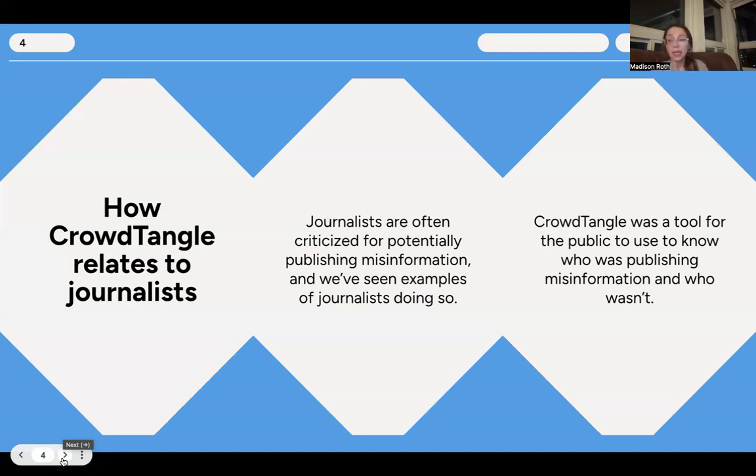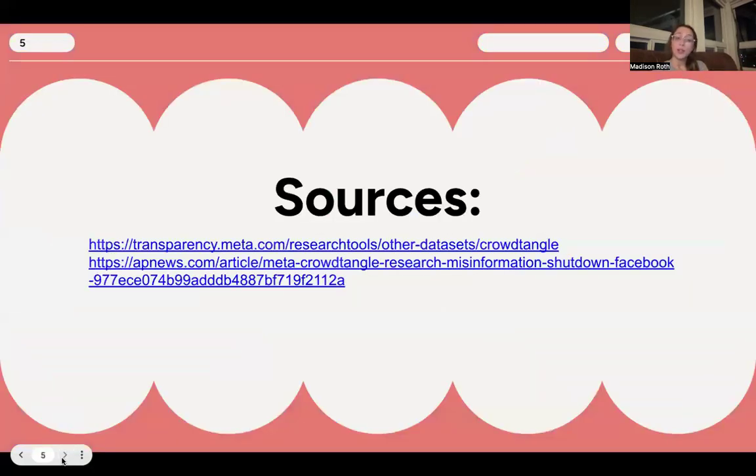So hopefully Meta can bring it back to what CrowdTangle used to be, even though this platform, CrowdTangle, doesn't exist anymore. So those are the two sources I used for this.